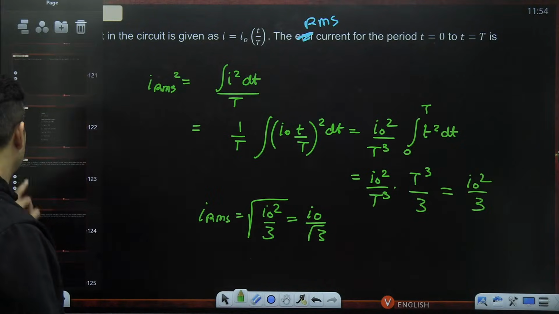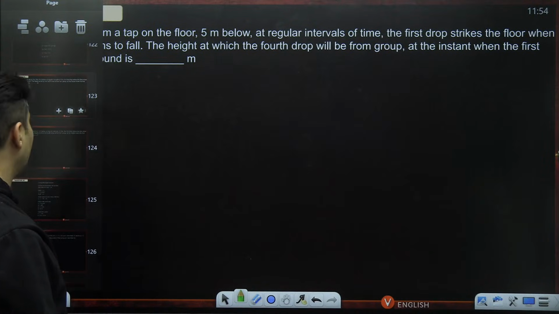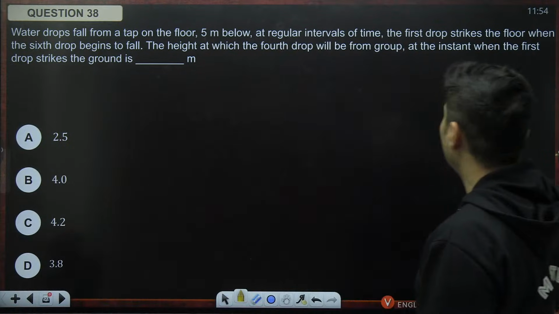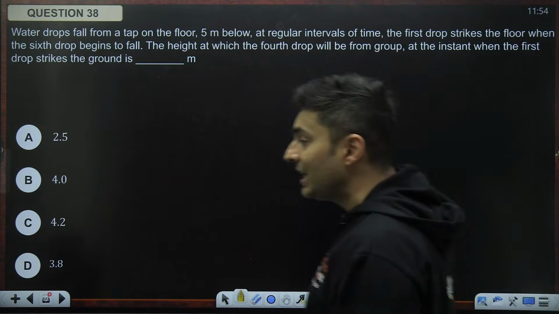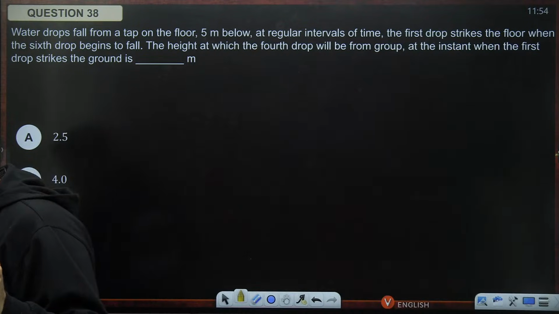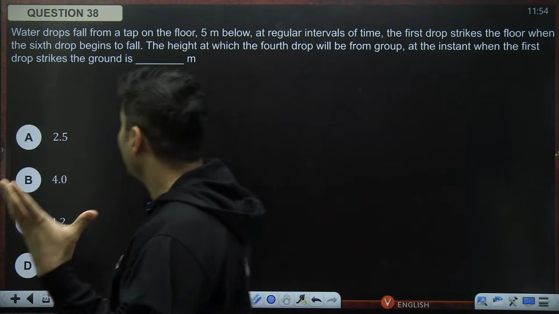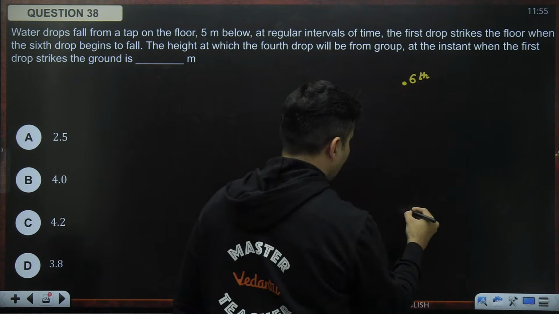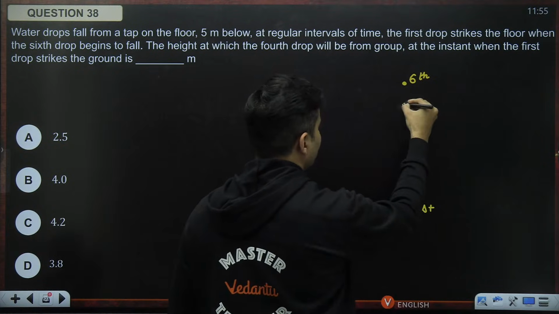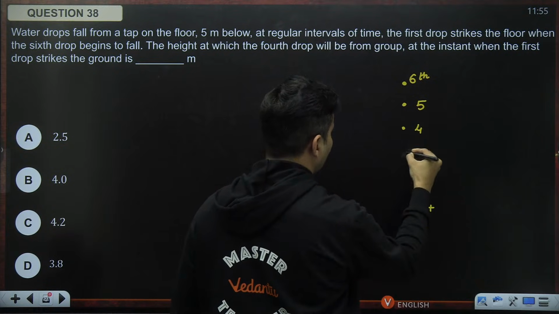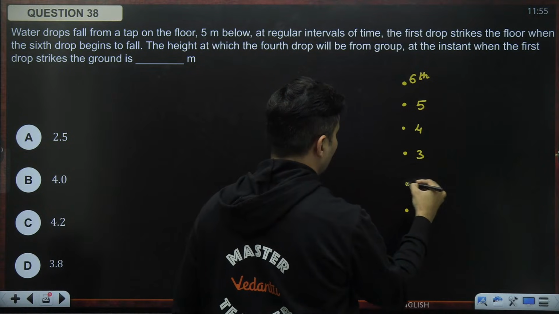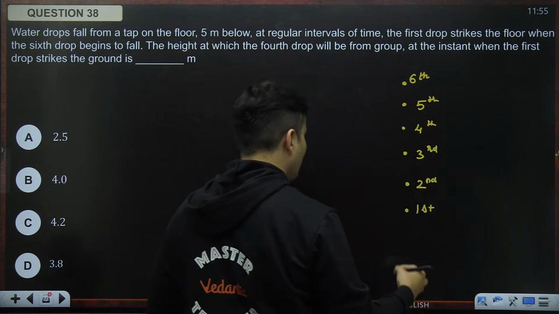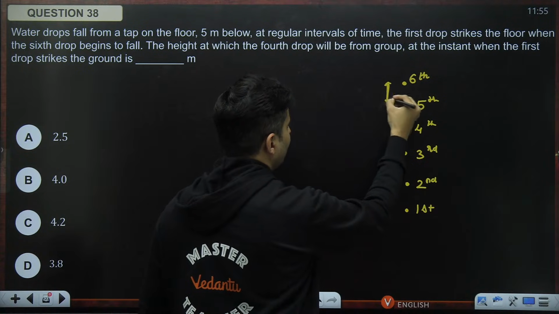Okay. So these were some of the questions, guys. Let's go to the next one on your screen. Water is falling from a tap 5 meters below, and when the first drop strikes the floor, the sixth drop is beginning to fall. Usually we have done these questions for 2 or 3 drops, but here they have given the sixth drop over here. This is the sixth drop, and this is basically your first drop. So 6 to 5 to 4, 3 to 2, second, third, fourth, fifth. So you can clearly see how many time intervals are there.